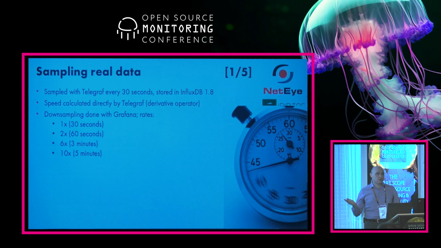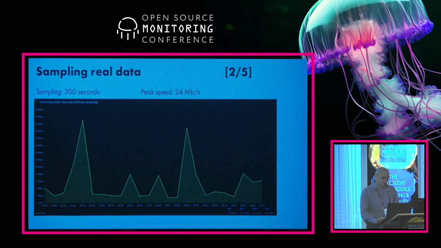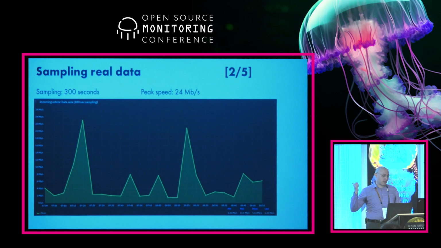How does this impact your real life operations? Okay, let's see some real data. We have a core switch that we sampled every 30 seconds using Telegraf, and we can use Grafana to simulate downsampling. Here the traffic is downsampled at 5 minutes. As you can see the shape, look at it, memorize it, and the peak speed is 24 megabytes per second.